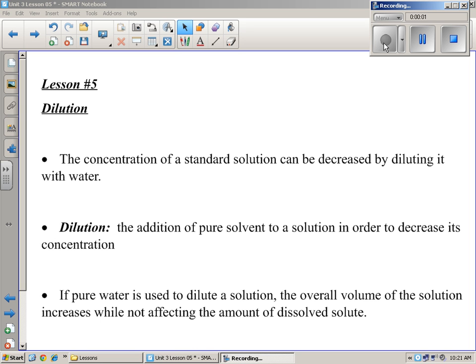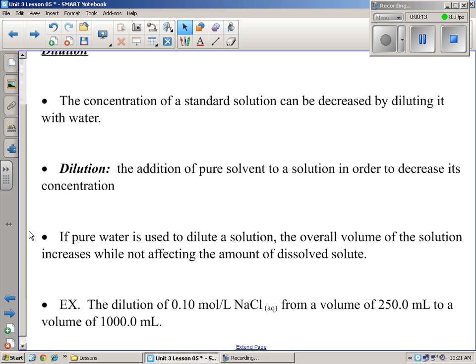We're going to look at preparing a standard solution from something that we prepared yesterday, which is, once again, these concentrations over here. The concentration of a standard solution can be decreased. So we could make something weaker if we add water to it. Water increases the volume, and the moles don't change, or the amount that we have in there doesn't change.